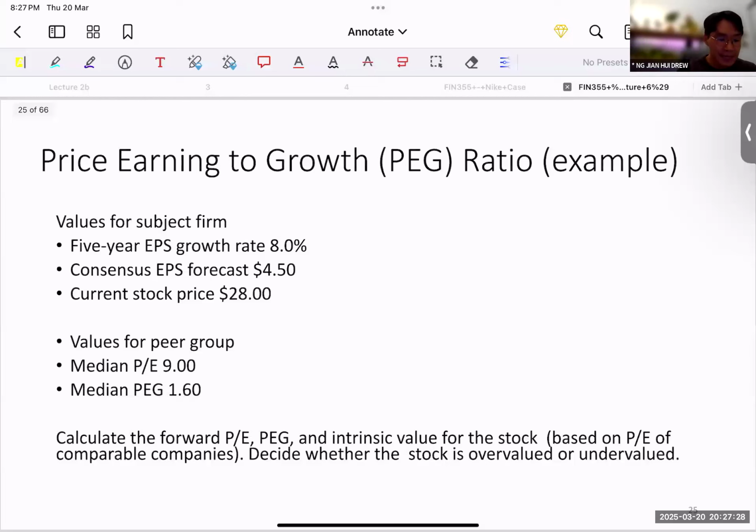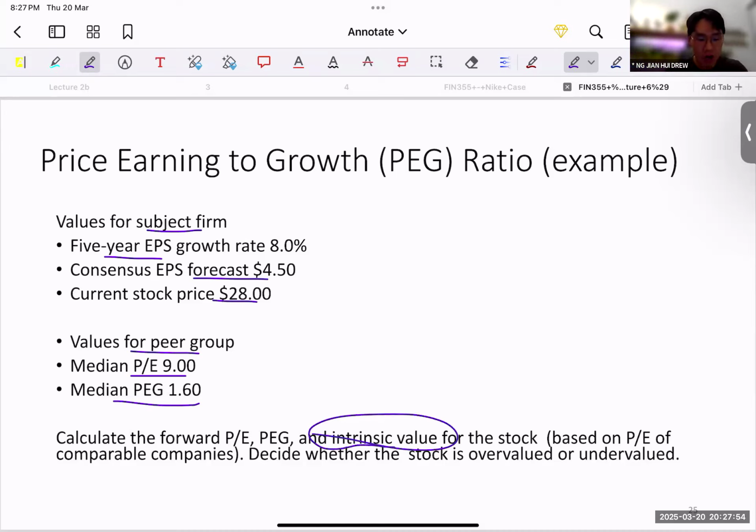So we have another example here. Again, it's similar to what we saw in PE. We have the subject firm, 5 year EPS growth of 8%, consensus EPS of 4.1, stock price of 2.28, sorry. We have the peer group. The peer group has a median PE of 9 and median PEG of 1.6. So calculate the forward PE, PEG, and intrinsic value of the stock, right?